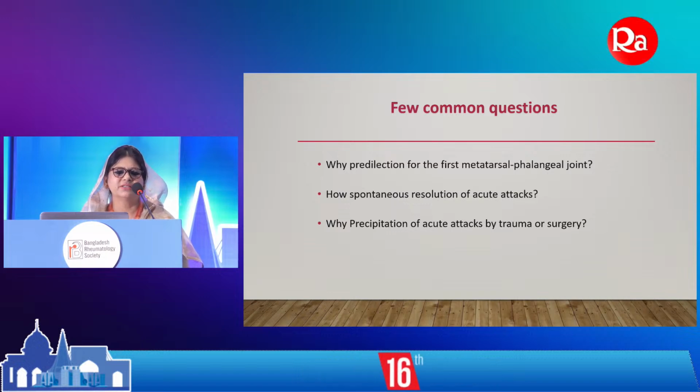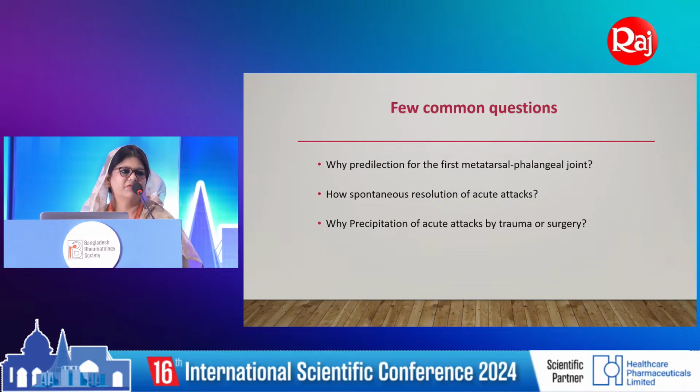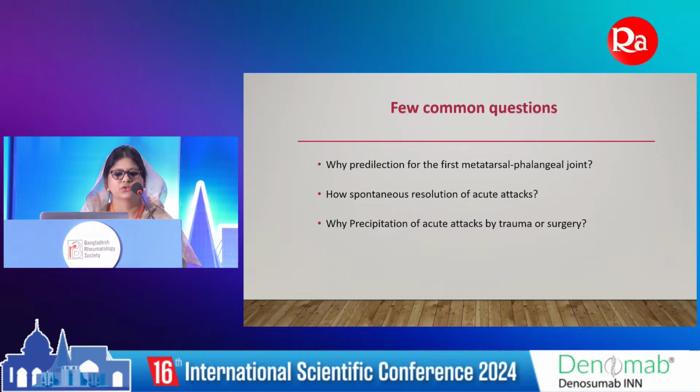A few common questions arise regarding gout. Number one, why does gout have a predilection for the first metatarsophalangeal joint? Second thing is, how does spontaneous resolution of an acute attack occur, and why is an acute attack precipitated by trauma, surgery, or so on?